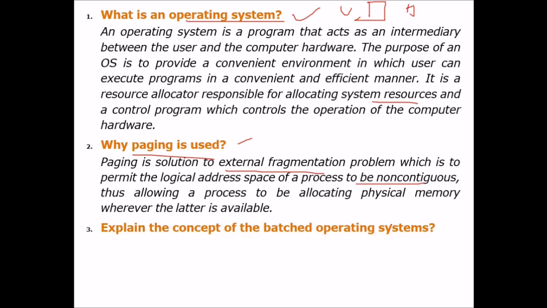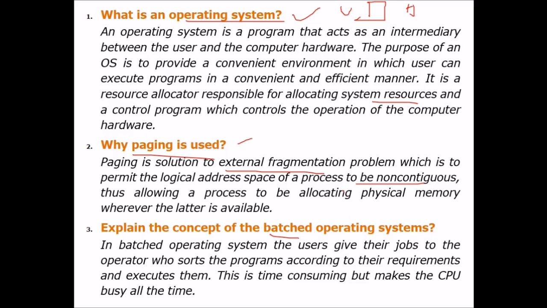Explain the concept of batch operating systems. In a batch operating system, the users give their jobs to the operator who sorts the programs according to their requirements and executes them. So not a single program but a batch, a bunch of programs, is given to the OS, and the OS chooses from them and provides the results as and when ready, and the user or the receiver has to go and collect the result. So this is time consuming but makes the CPU busy all the time.